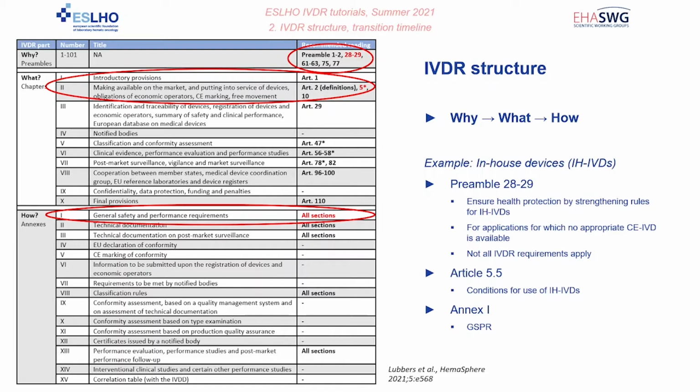The how, so here we can focus on Annex 1. The general safety and performance requirements include important rules for example, risk management and for providing clinical evidence to show that your device works as intended.